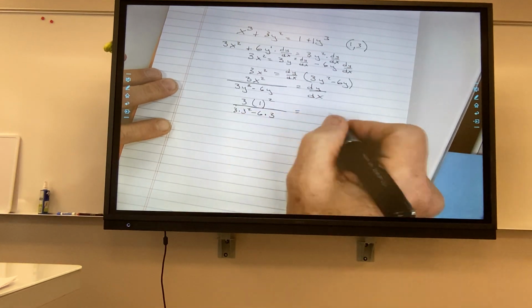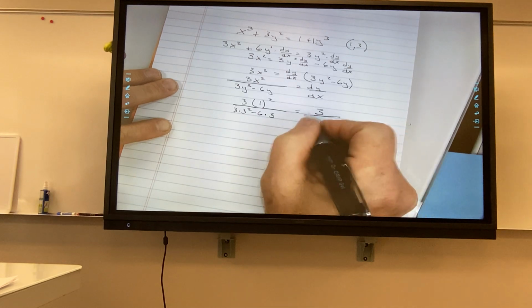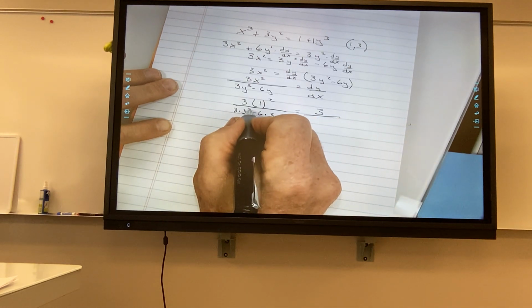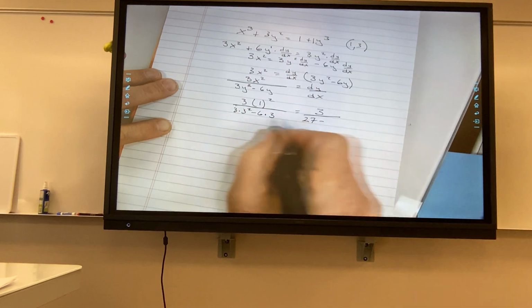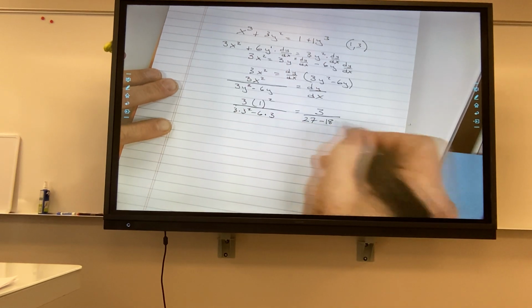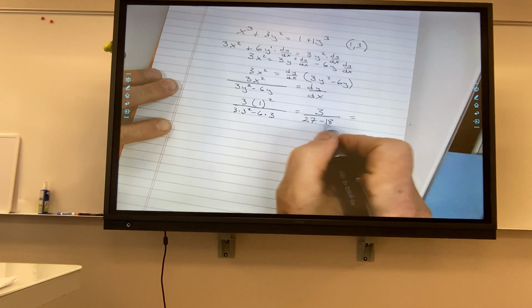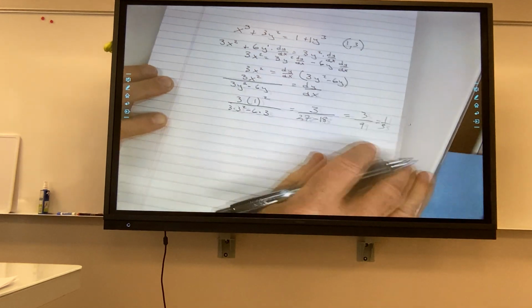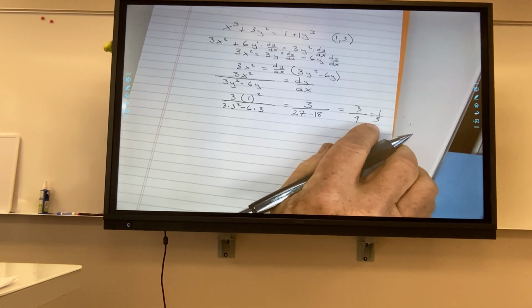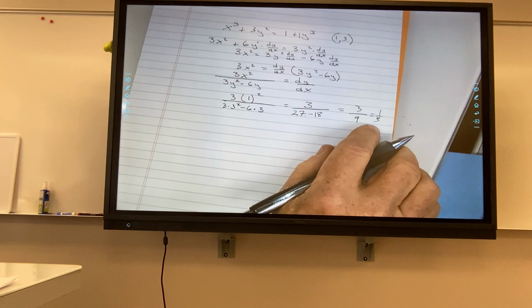Well, this gives me 3. 3 squared is 9. 3 times 9 is 27. Minus 6 times 3 is 18. 27 minus 18 is 9. And I get a third. So that's how I knew that the slope of that tangent line was a third. I was not watching; I was busy doing one of these problems.